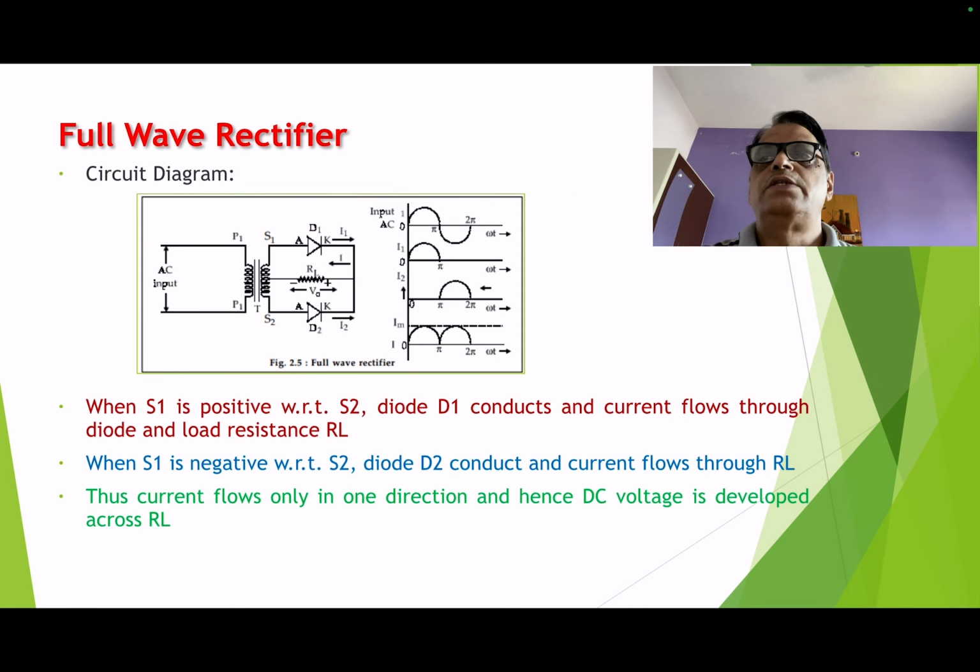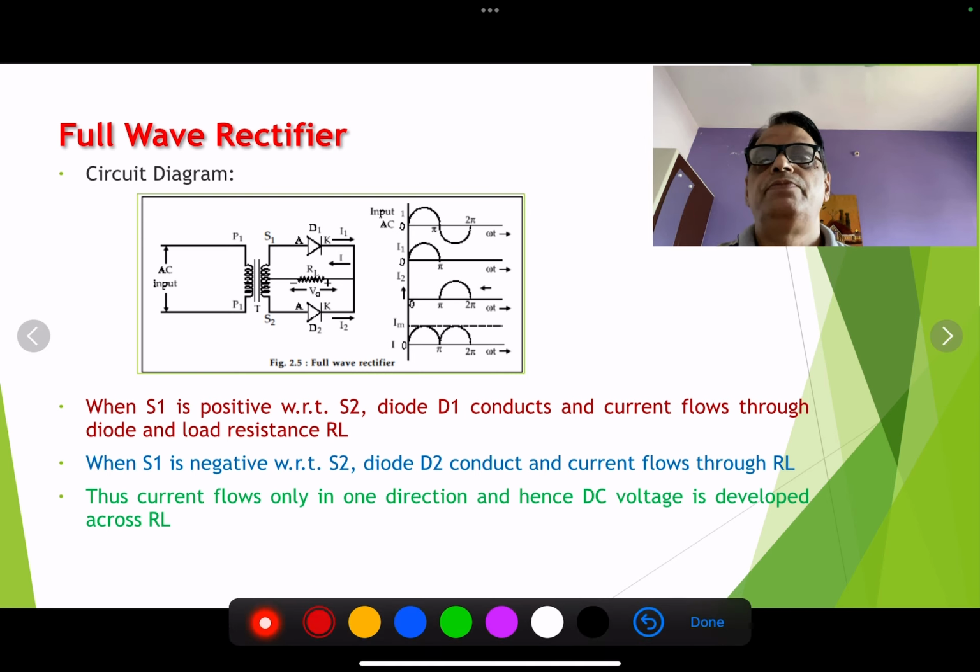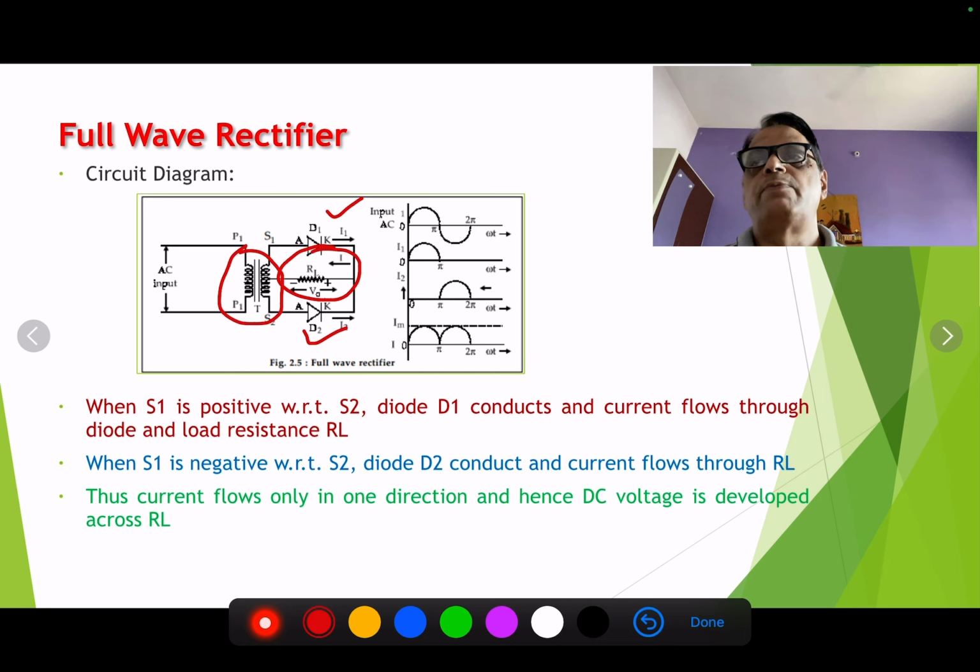So let us understand the circuit diagram of the full wave rectifier. This circuit diagram consists of one transformer and two diodes. This is a step down transformer and it will consist of two diodes, diode D1 and diode D2. Anode of the diode is connected to the transformer secondary S1 and S2, while cathodes are connected together and a load resistance RL is connected between the center tap of the transformer and the two cathodes of the diodes.